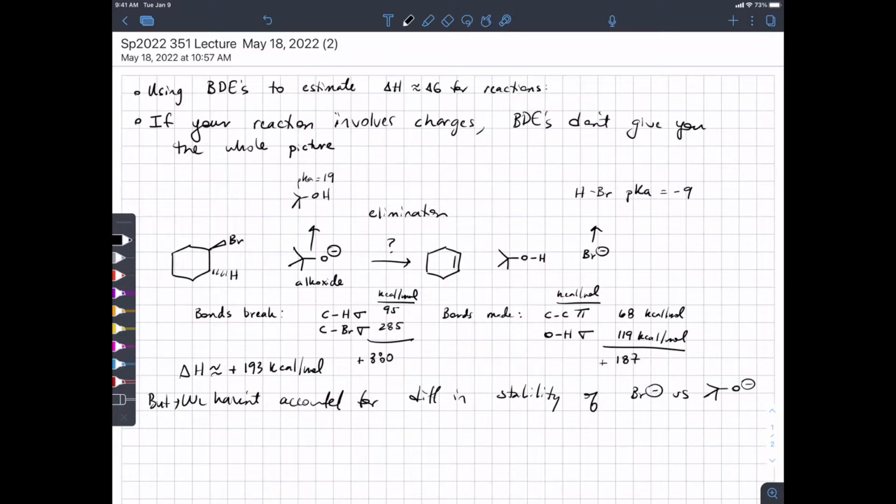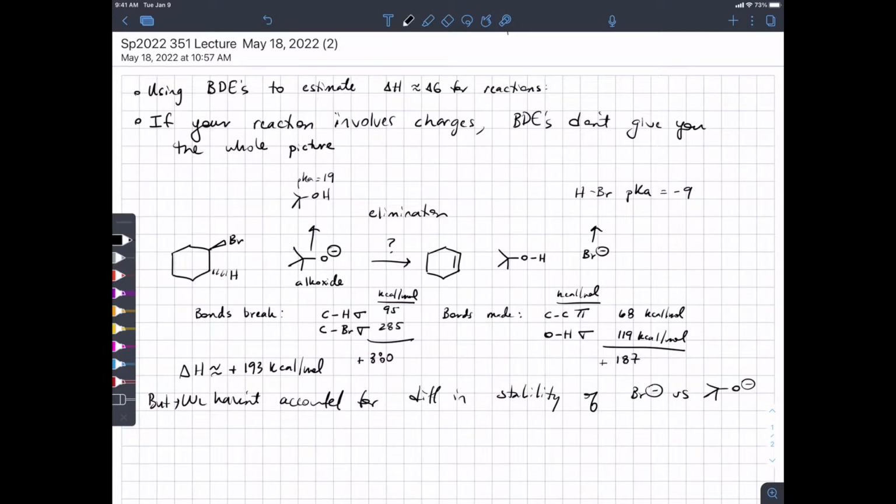All right, friends, based on a couple questions after the last hour, I just wanted to take another shot at explaining something. Felt like I did sort of a poor job of this. This example was not meant to show you how to calculate something. This example was meant to illustrate how, if your reaction involves charged groups, the bond dissociation enthalpies don't give you the whole story. The reason for that is that bond dissociation enthalpies don't deal with charged reactions at all.